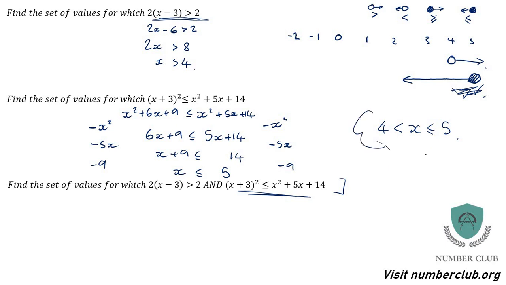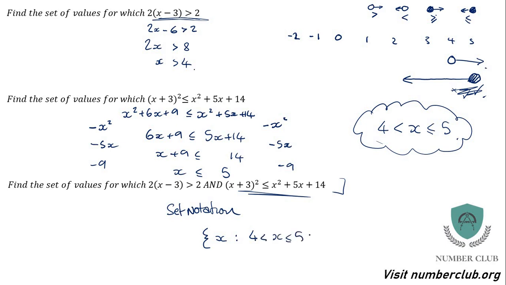Now this will typically be fine, but at this point it'd be a good idea for you to know about how to write set notation. This is set notation. There is a set of values with variables labelled x such that x is greater than 4 and less than or equal to 5. That's how set notation is written.